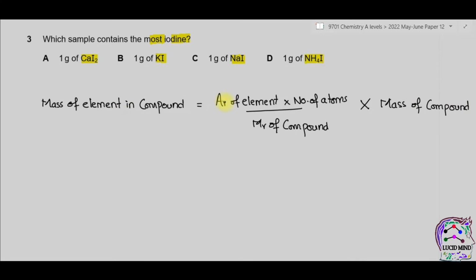So we can input values for all of these, then we'll have our answer. Let's first find out the molecular masses. For calcium, we know from the periodic table it is 40.1. And we have 2 iodine, so 2 times the atomic mass of iodine, which is 126.9. So for calcium iodide, the MR is equal to 293.9.